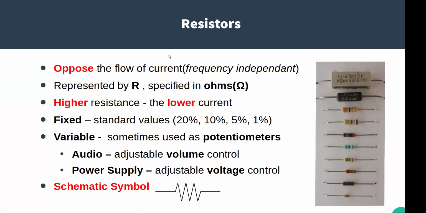So we know that resistors oppose the flow of current. We use R to represent them and a value in ohms. Obviously, the higher the resistance, the lower the current for a given voltage. Physically, they tend to come in standard values, where the cheapest ones are only 20% accurate. If it says that it's a 1,000 ohm resistor, it means it's 1,000 ohms plus or minus 20%. You can get them down to very high precision, actually less than 1%.